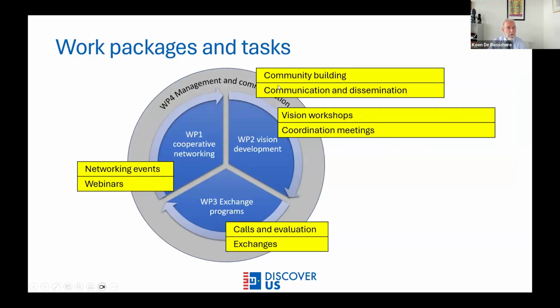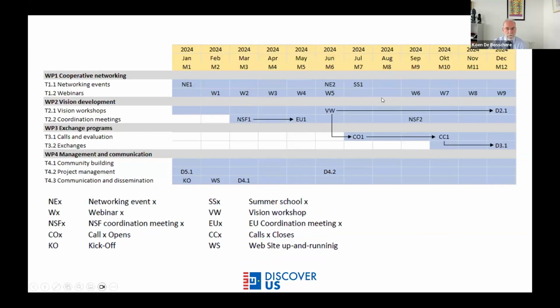And then there's also the back office activities, which is the community building, the membership, and also management, and also the communication and dissemination activities of the project. This is the timeline. So this is this year, 2024. At this moment, we are in the middle of the year, early July.